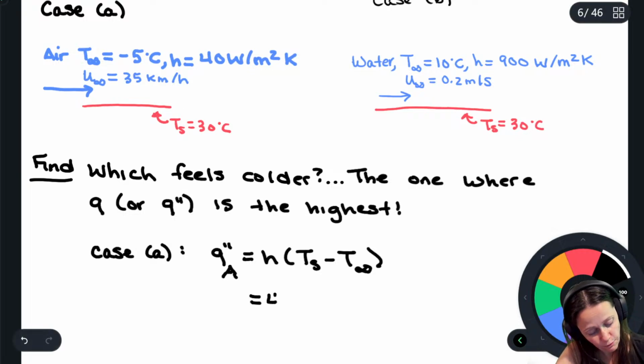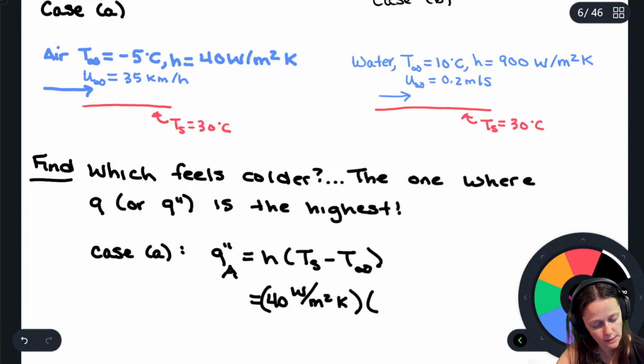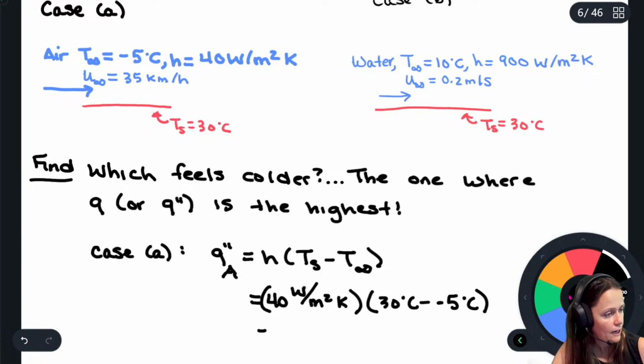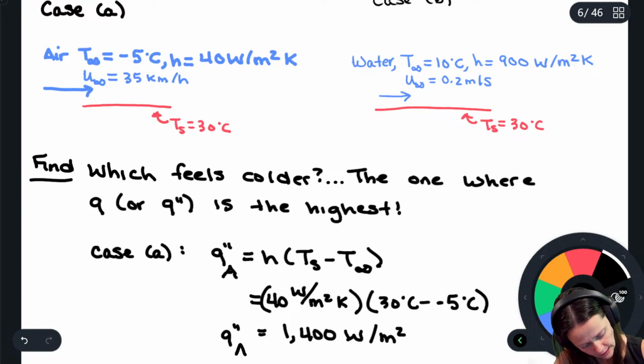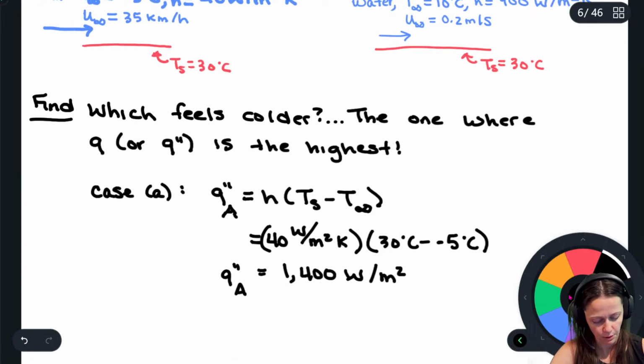So it's just plug and chug there, isn't it? This is going to be 40 watts per meter squared Kelvin, or meter squared degree Celsius, times Ts, 30 degrees Celsius, minus negative 5 degrees Celsius, so 35. I end up getting 1,400 watts per meter squared. That's my heat flux for case A. Perfect.